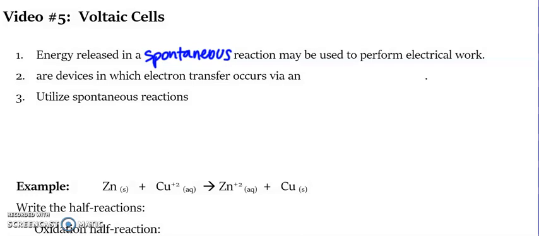Make sure you understand spontaneous. Spontaneous means it will happen without help, so on its own. So there's nothing that you have to do to make this occur. Voltaic cells are devices in which electron transfer occurs via an external circuit. So the electrons are going through a wire, and it utilizes spontaneous reactions, so reactions that happen on their own.